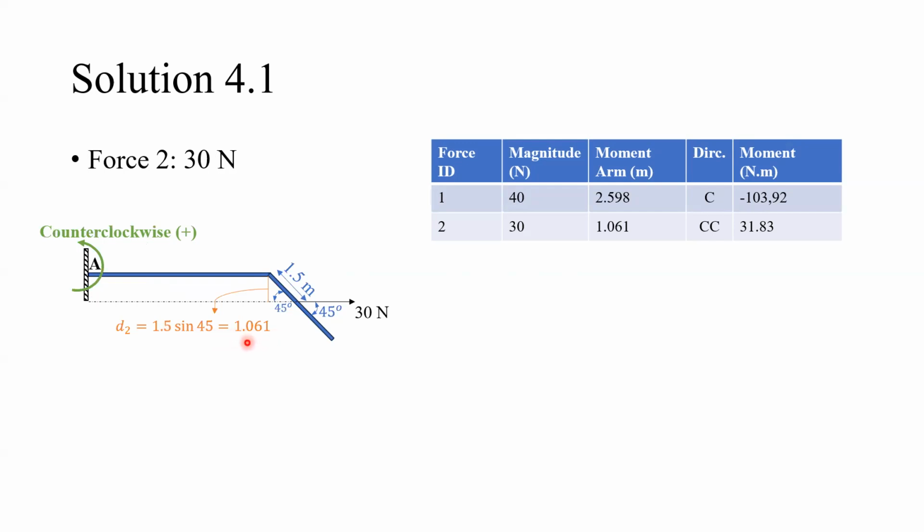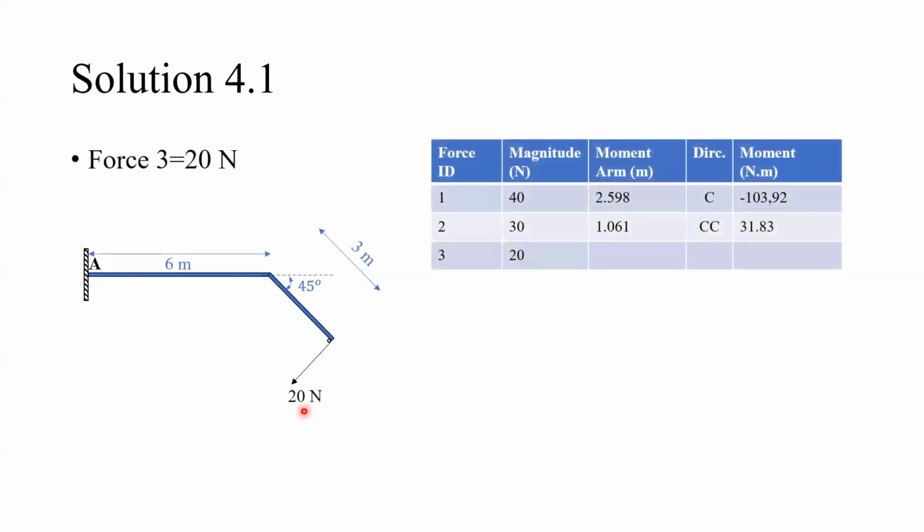1.061, and we multiply with, similar to the previous force, the magnitude of the force, and we will get 31.83. I use the positive value of that moment because that force rotates in the counterclockwise direction.